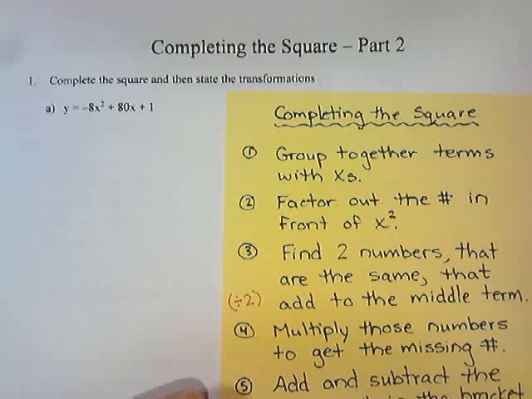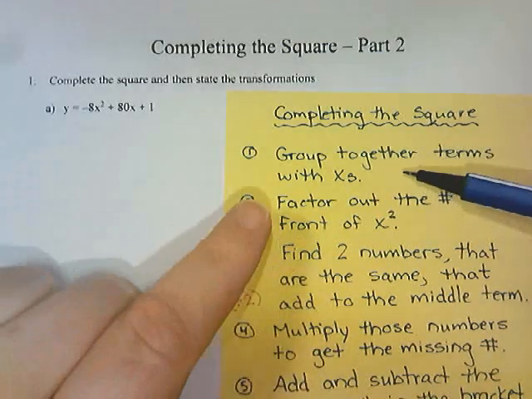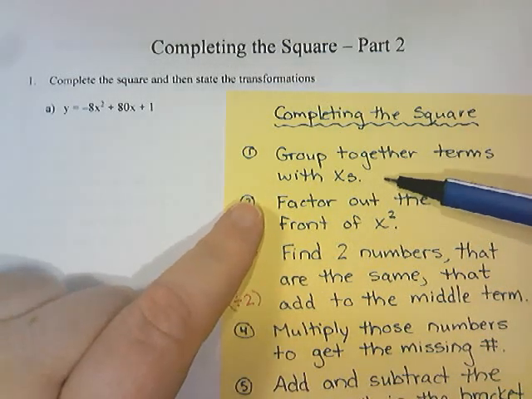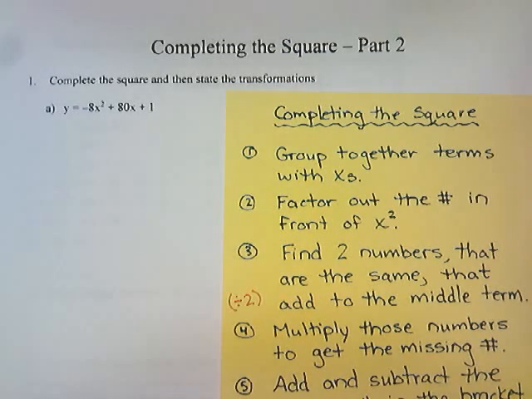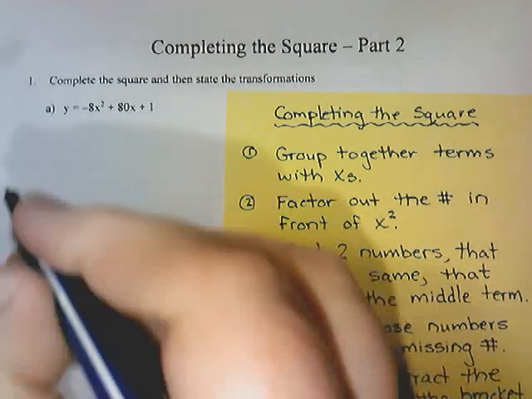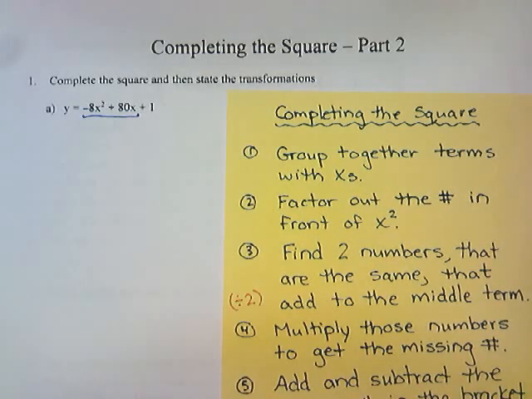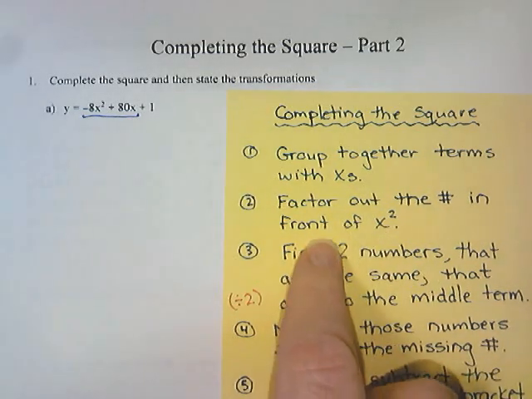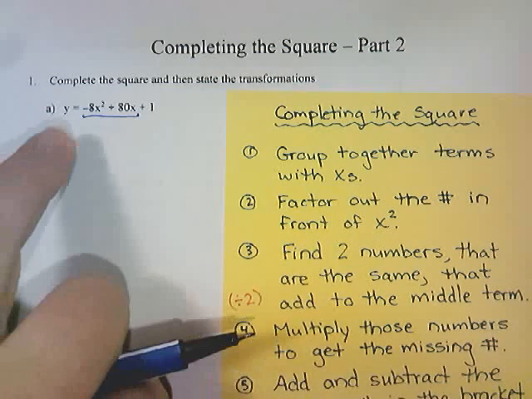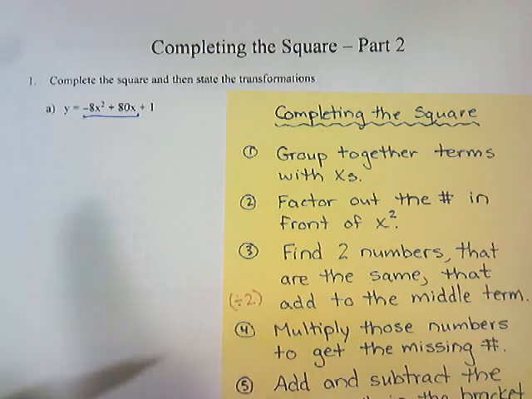So yesterday when we were completing the square, we developed a list of steps that we can follow when we're doing a question. So the first thing that I said I should do is group together terms that have x's. So that would be the negative 8x squared and the 80x. And then from those two, we are going to factor out the number that's in front of x squared. So that is negative 8.